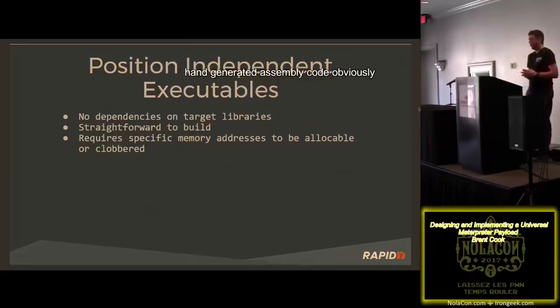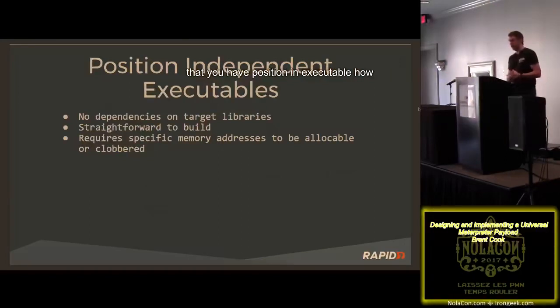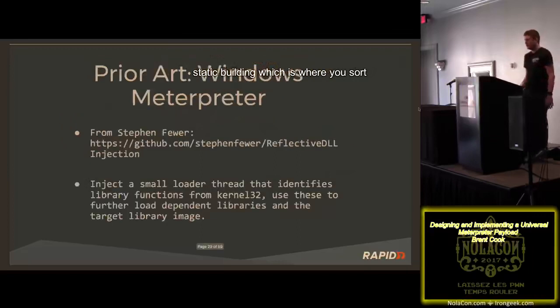But we don't want to write Meterpreter in hand-generated assembly code. Obviously, that's not going to work. So the solution here was position-independent executables. Now, typically, position-independent executables have the opposite problem in that they're not self-contained. If you've ever built a shared library program, effectively that's position-independent. So if you've ever seen address space layout randomization, that's due to the fact that you have position-independent executables. How can we combine that with what's called static building, which is where you glue everything together and you have all the dependencies built in? It turns out there was a solution.